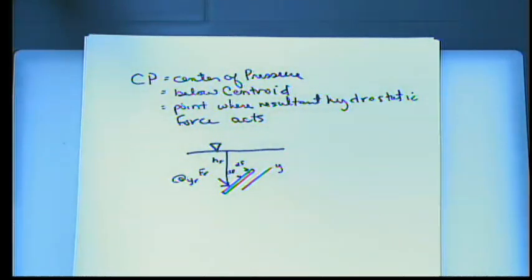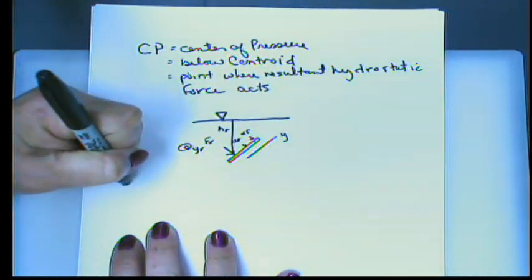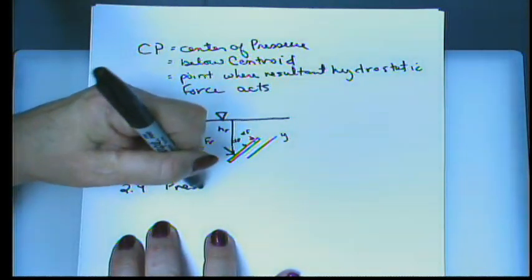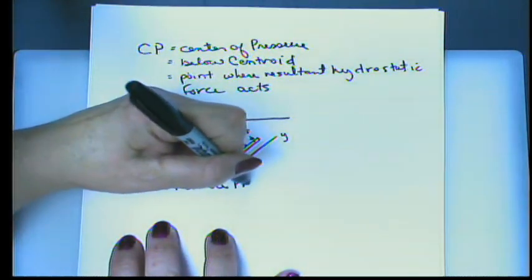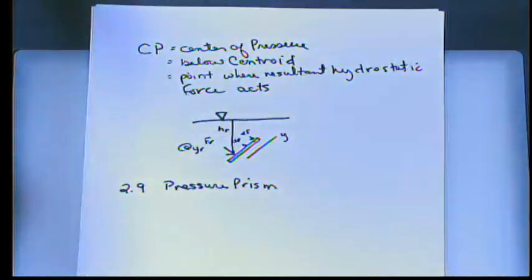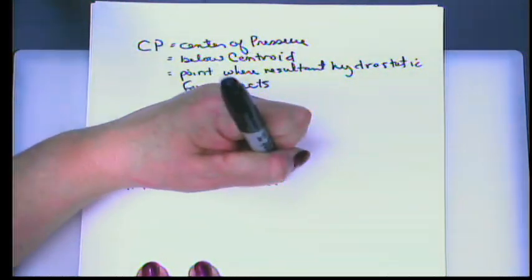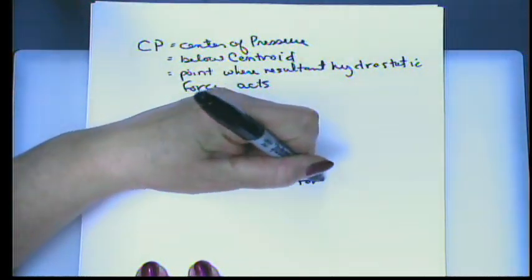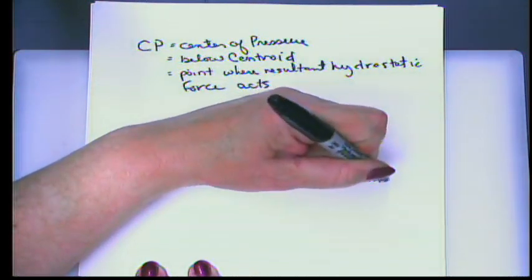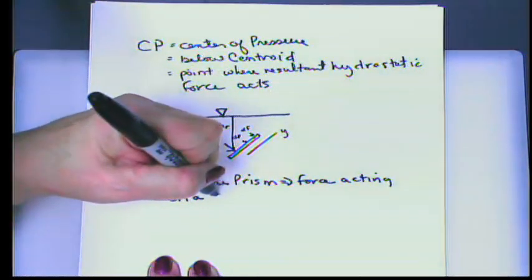All right, so the next concept in section 2.9 is called a pressure prism. And a pressure prism is a geometric representation of the force acting on a submerged surface. Okay, so the pressure prism is the force acting on a submerged surface.